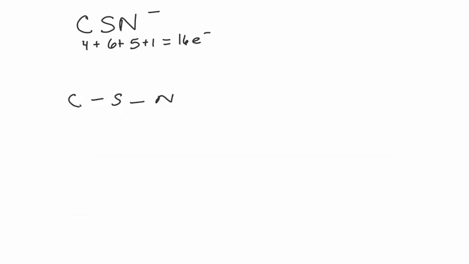But in what order do these go? Do we have carbon, sulfur, then nitrogen? Or do we have carbon, nitrogen, then sulfur? Or maybe nitrogen, then carbon is in the middle, and sulfur. So we need to calculate the formal charges on all of these atoms to see which is going to be the most likely Lewis structure. I'm just going to try to fill in all of these electrons quickly.